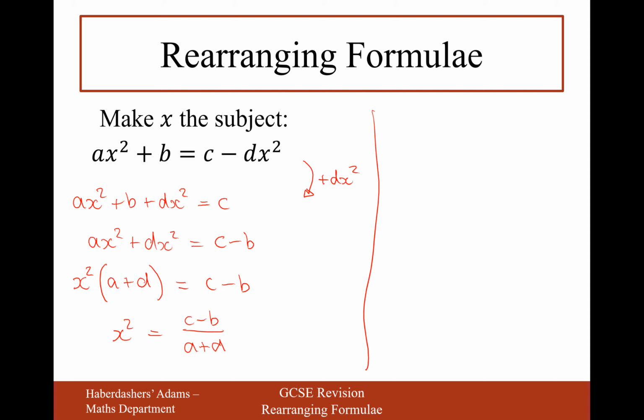And the final thing I'll need to do now is get rid of this squared by square rooting. So it's going to be x equals plus or minus the square root of c minus b over a plus d. And there we are, that's the answer to this question.